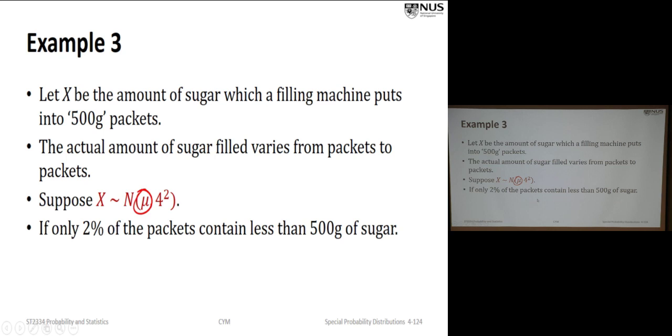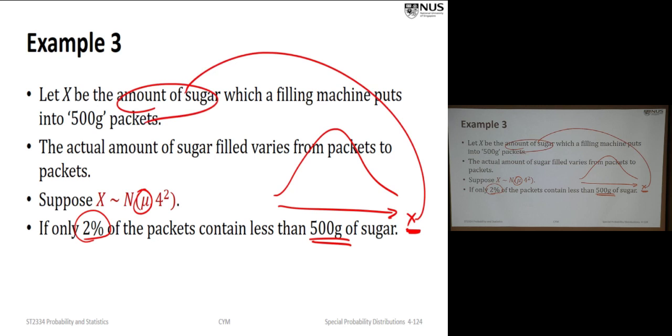Suppose only 2% of the packets contain less than 500 grams. What does that mean? This X is the amount of sugar. It follows a certain distribution, and we know that this is 500. Only 2% of the packets contain less than 500 grams. So this probability is 2%.